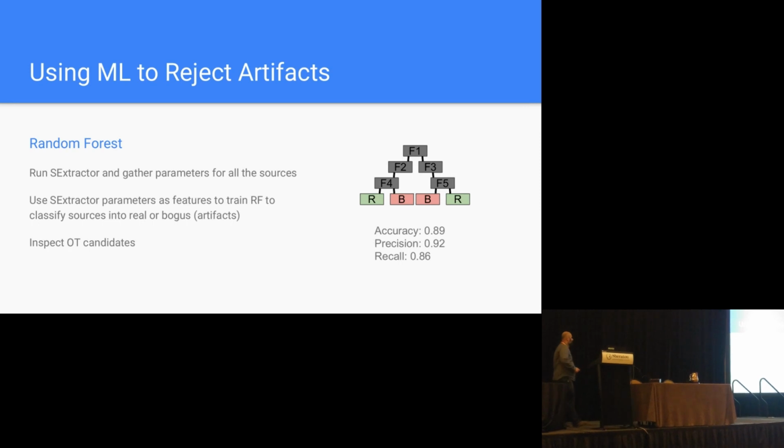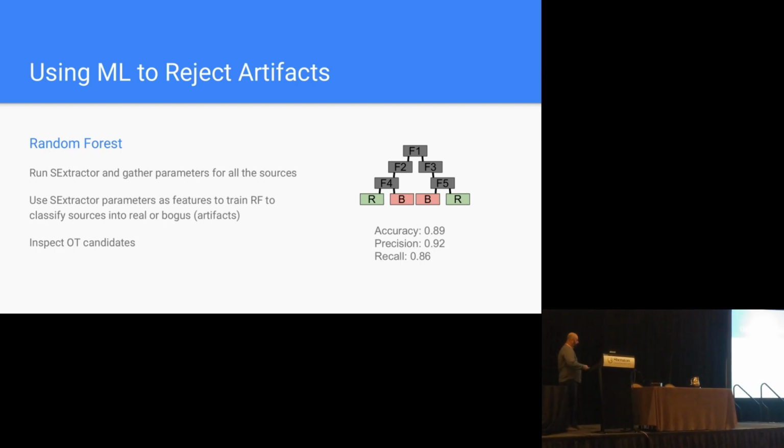During O2, we used machine learning to reject artifacts. Our first method included a random forest. For this one, we used the Source Extractor parameters as features to train this random forest, which is basically a collection of decision trees. And then after it is trained, we can pass the images and inspect the candidates.